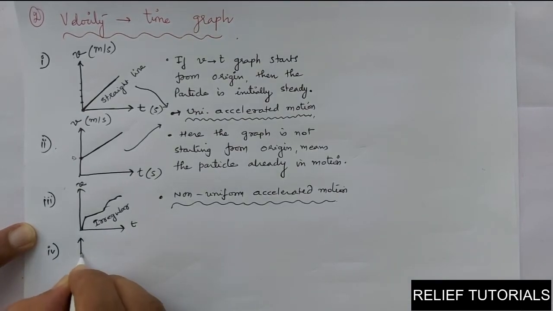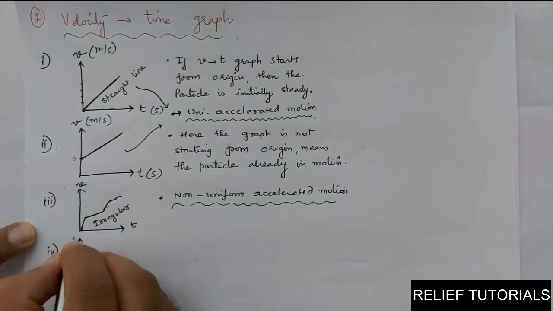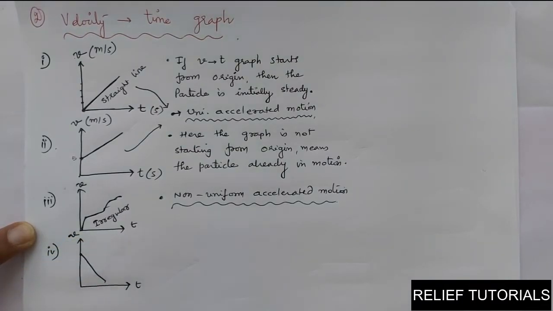If the graph starts from this point, it indicates the particle is already having some speed. Now if the graph goes like this, what does it mean? It indicates that as the time goes on, velocity is coming down. Velocity coming down means velocity decreases. Here if you think 20, then here is 15, and here is 10, then 5 and 0. So gradually the velocity decreases.